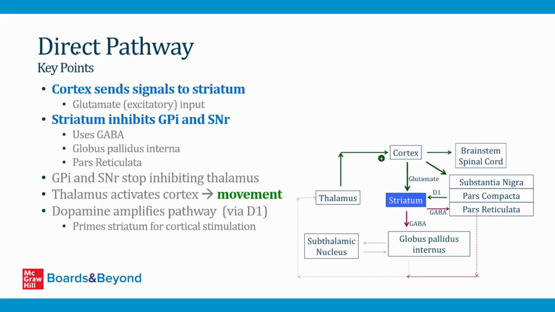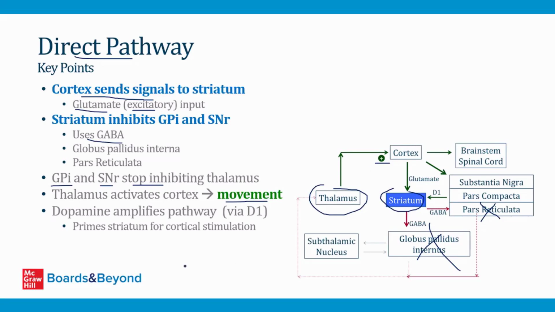So the whole process of the direct pathway begins by the cortex sending signals to the striatum via glutamate, which is an excitatory input. The striatum then is going to inhibit the globus pallidus internus and the substantia nigra pars reticulata. It's going to use GABA, which is an inhibitory neurotransmitter, to do this. That in turn is going to cause the globus pallidus internus and the substantia nigra pars reticulata to stop inhibiting the thalamus. This is going to free up the thalamus to let it do what it wants to do and activate the cortex, and that's what's going to lead to movement via the direct pathway.